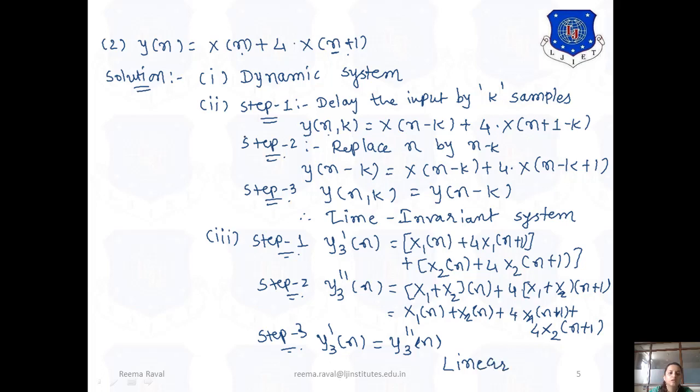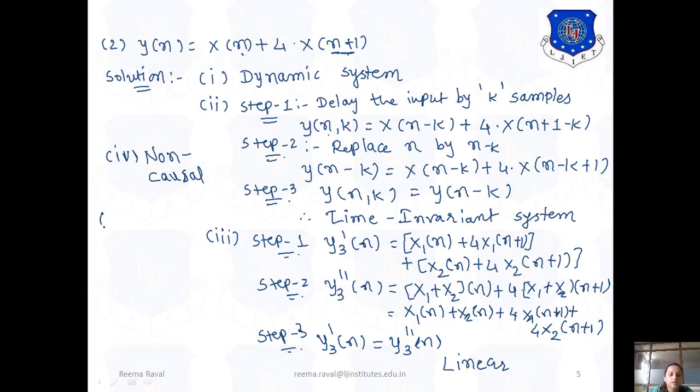Now the fourth property is whether the system is causal or non-causal. As you can see here, it depends on the present as well as on future inputs. Whenever the system has present, past as well as future values, or any of the future values present, it will be a non-causal system. So this system is called a non-causal system.